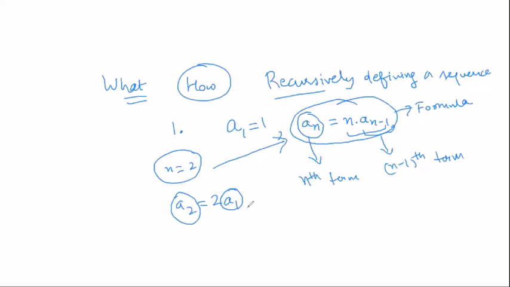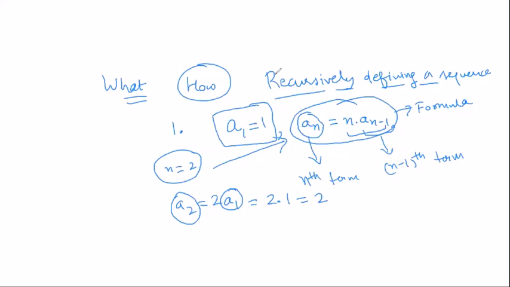So मेरे पास A1 का value होना चाहिए. That is why it is 2 into 1, which is 2. So that means this is mandatory to be given here. That information is necessary to be supplied whenever we are defining a sequence in a recursive way, right?